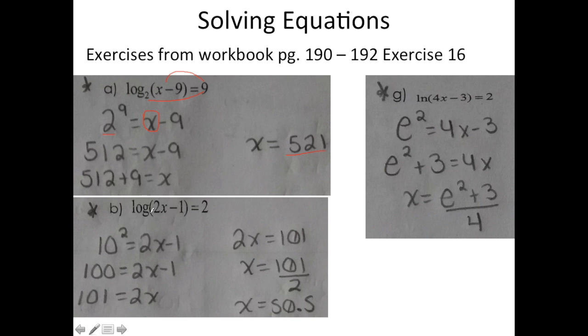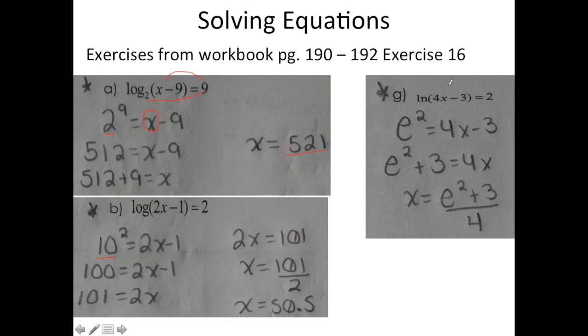Another example would be log. Remember, if it doesn't have a number as a base, then you should know that it's a base 10. So log of 2x minus 1 is equal to 2. You would take the base 10, the exponent is 2, and that must be equal to 2x minus 1. And then once again, you got to leave the x by itself. So 10 to the 2 is 100. The 1 is subtracting, so I take it adding to the other side, so that would be 101. And then the 2 is multiplying, so I have to divide by 2, and that gives me 50.5. So that would be the value of my x for this equation.